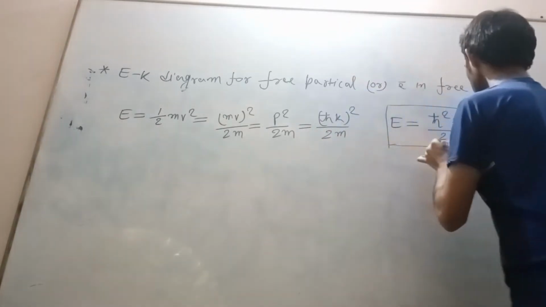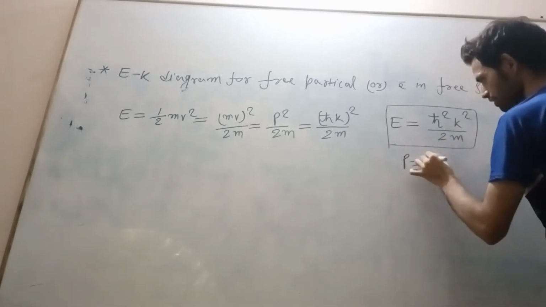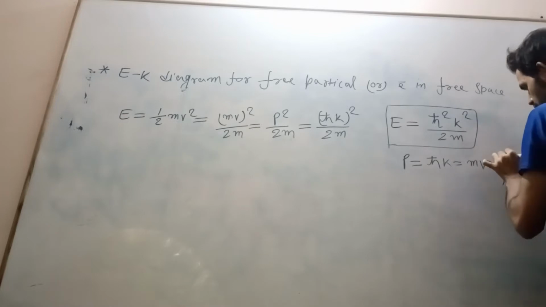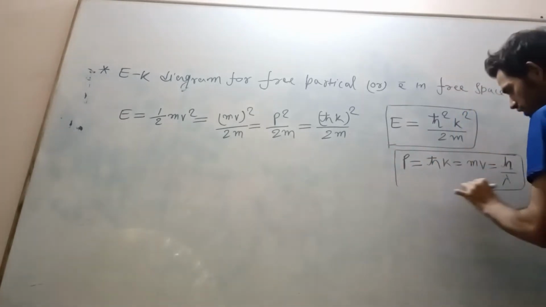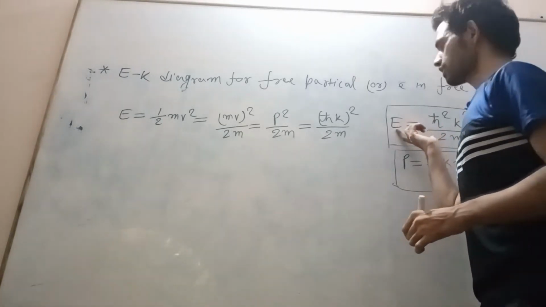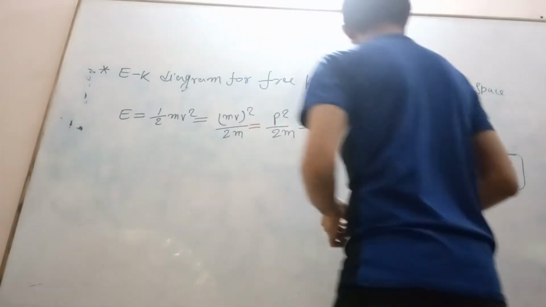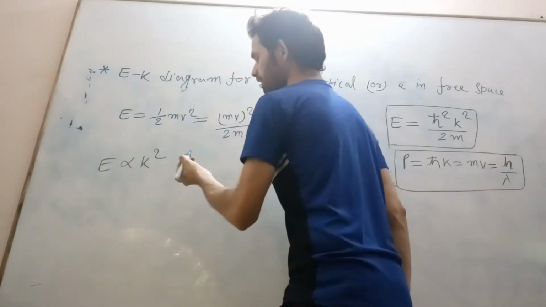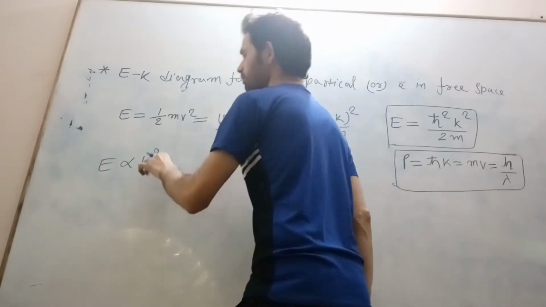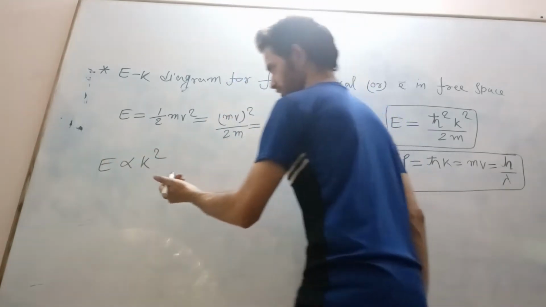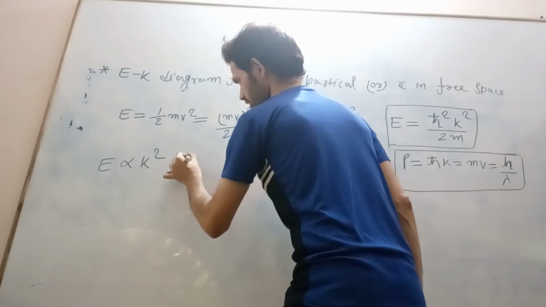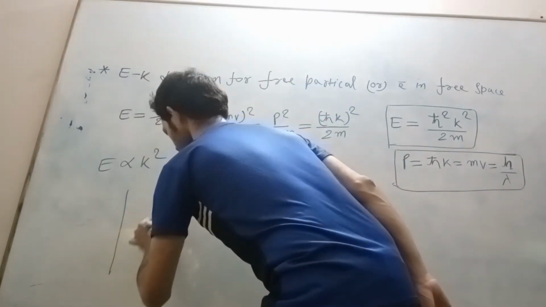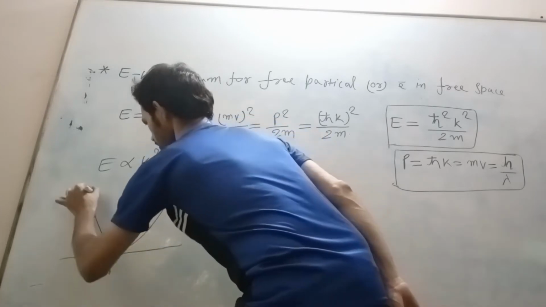Because we know the momentum p is nothing but h cut k, which is equal to h by lambda, just remember this. This is momentum, this is energy. E is proportional to k square, but this k is not exactly momentum, it is related to the momentum of the free particle. So E is equal to a constant c times k square, which is the equation for a parabola along the y axis.